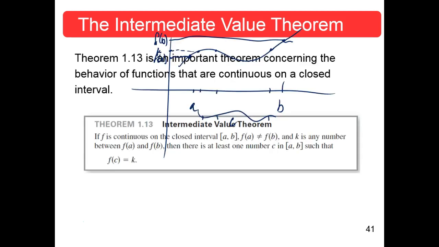Now, I wanted to point something else out to you. The way I drew this, there may be a few values in here that are not between. That's okay. It didn't say that. But for every value here, there's going to be at least one value between a and b such that f of c is going to be equal to k. There may be some k's down here too, or up here too, but that doesn't matter. We're not dealing with that.